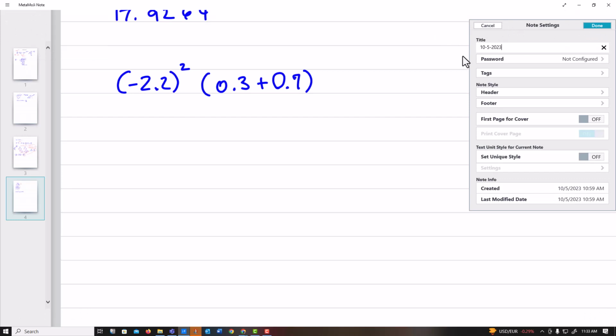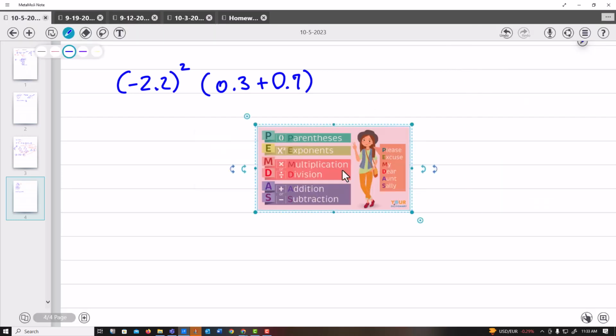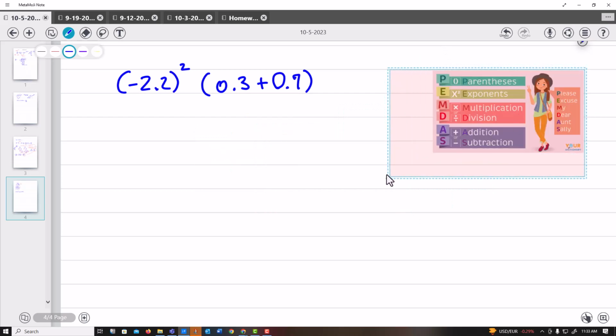I never knew that, and a student said that to me, and I'm like, who is Aunt Sally and what does she have to do with this problem that I'm working?